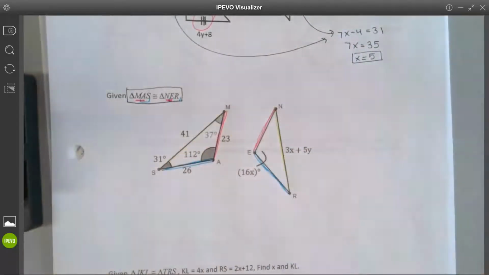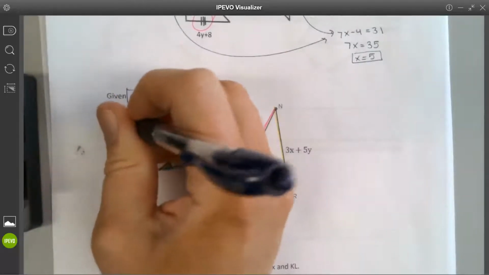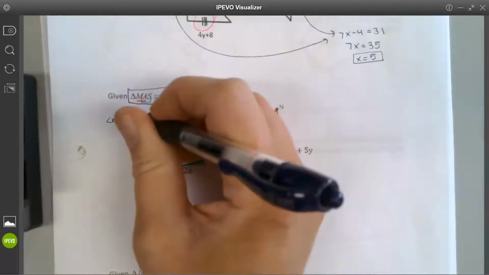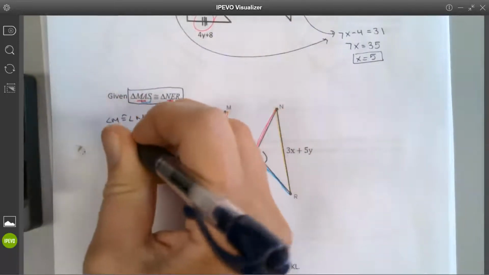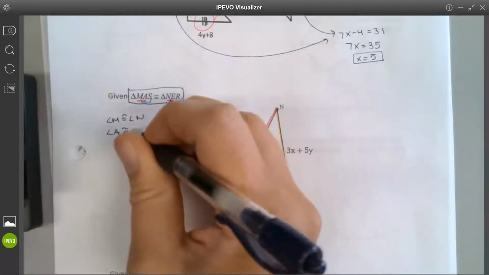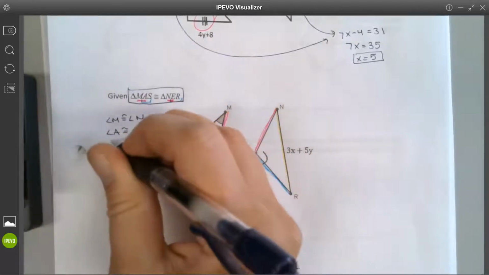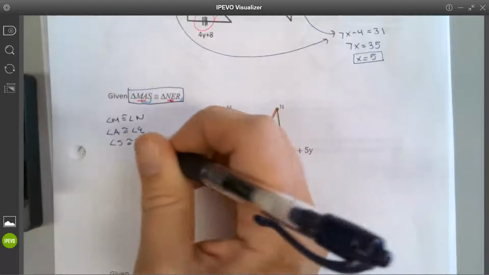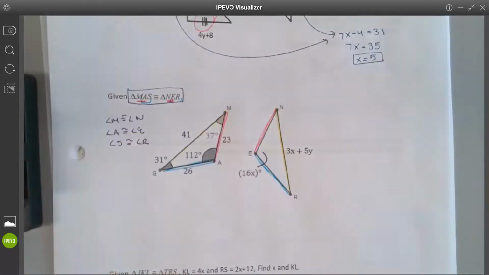Now, a lot of the problems here involve the angles. So I know, given a congruency statement, I know my sides, but I also know my angles. It tells me that angle M must be congruent to angle N, and that angle A must be congruent to angle E, and that angle S must be congruent to angle R. Okay, so I also know that, and I can use that to solve for different variables as well.